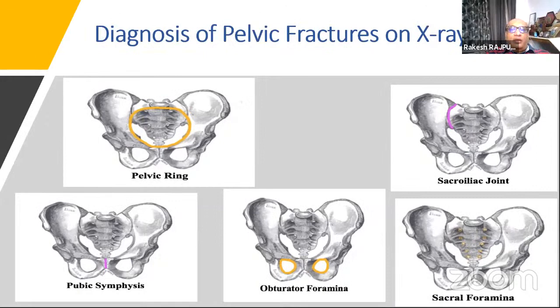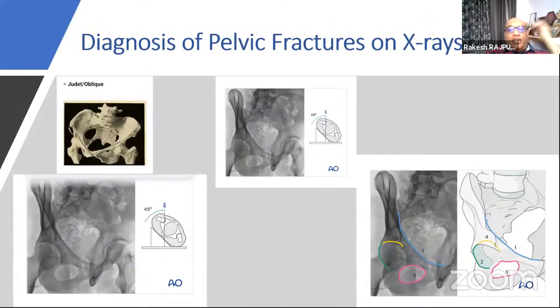So again, recapitulating, you're going to look at the inlet, you're going to look at the symphysis, obturator foramen, the SI joint, and also the sacral foramina. So these are important aspects we actually look at. And then again, you add certain other views because you just can't assume this is only a pelvic fracture.